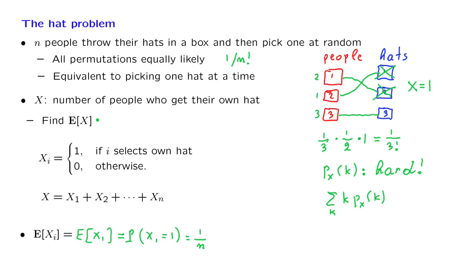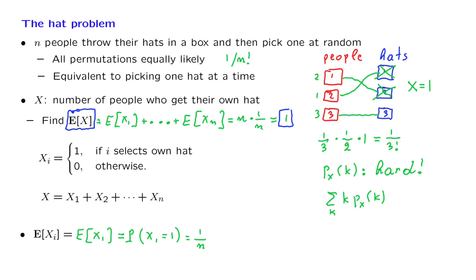The expected value of x, by linearity, is going to be the sum of the expected values. There are n of them. Each expected value is 1 over n. And so the final answer is 1. This is the expected value of the random variable x.